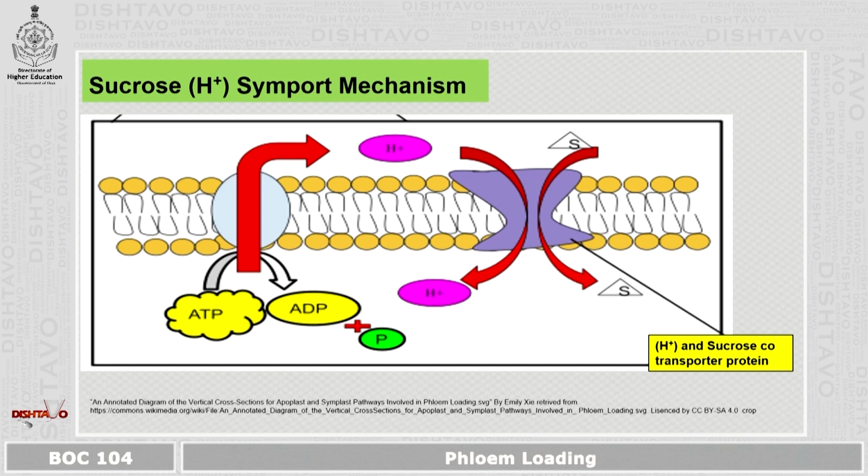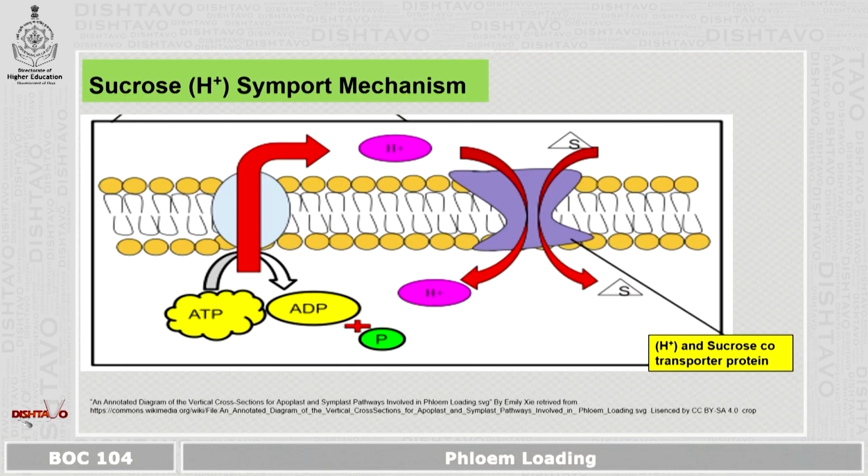So these two things are required for the first step, that is the movement of the protons from the cytoplasm into the cell wall. Once this transfer has taken place, the concentration of H+ or the protons becomes less in the cytoplasm as compared to the cell wall. So to maintain an equilibrium, some of the protons again enter into the cytoplasm. This entry is a coupled transport. It brings with it the sucrose molecule which is already present in the cell wall. This coupled transport is brought about by sucrose co-transporter protein. This protein helps in bringing the sucrose from the cell wall into the cytoplasm.